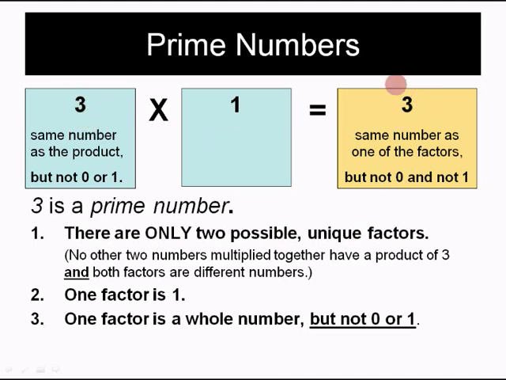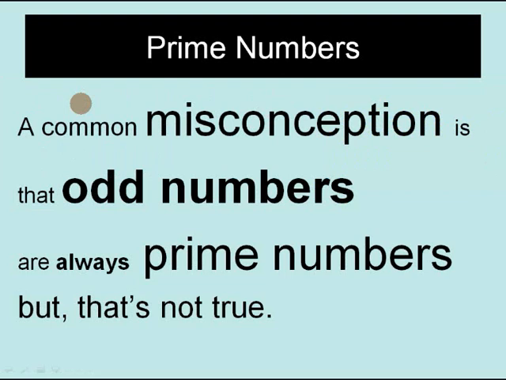Can 3 have any other factors? No. Only 3 into 1 and 1 into 3. So no other 2 numbers multiplied together have a product of 3. And both factors are different numbers. So 3 and 1 are different. One factor is 1, so it satisfies this. One of the factors is 1. The other factor is a whole number and should not be 0 or 1. Yes, 3, right? So it is not 0 or 1.